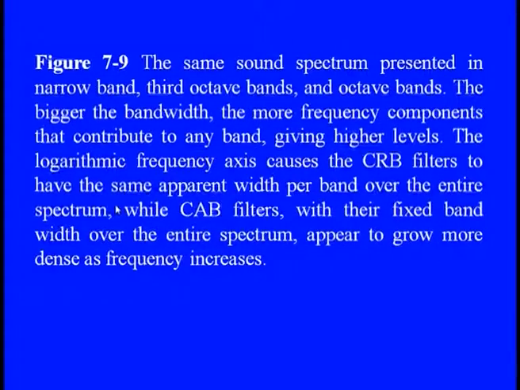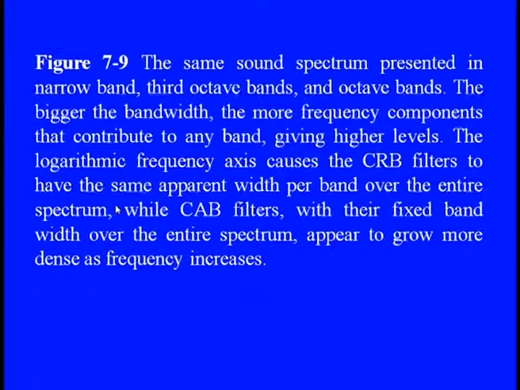So now you see in this same sound spectrum which I presented with the narrow band, third octave band and octave band, we know that the bigger the bandwidth, the more frequency components can contribute to any band, and they always give higher levels. So this logarithmic feature of the frequency axis causes these constant relative bandwidth filters to have the same apparent width per band over the entire spectrum.